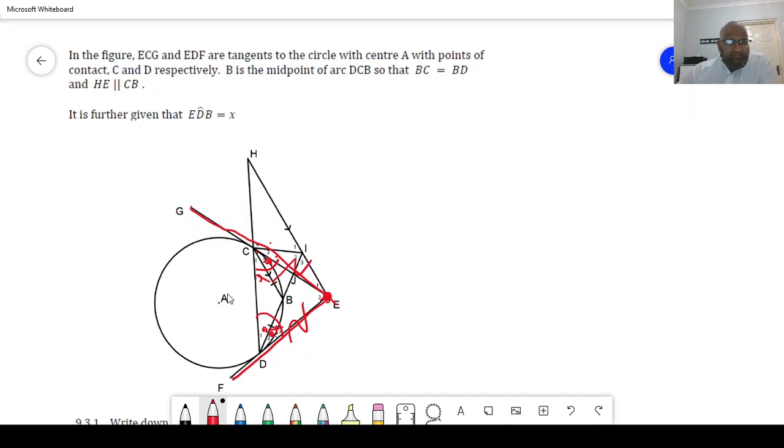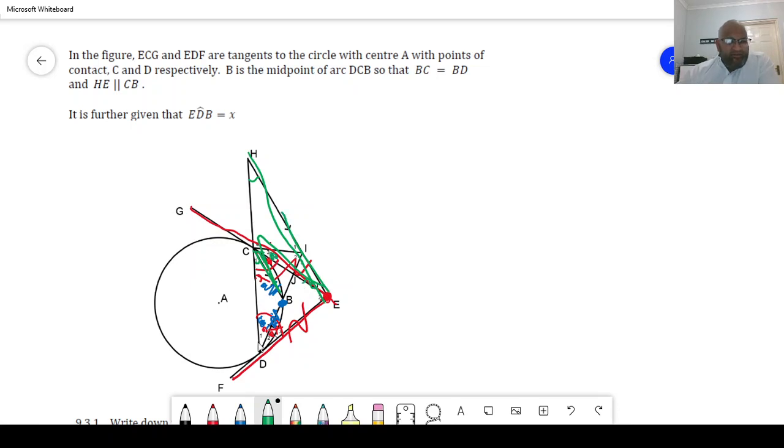Then we are told that B is the midpoint of arc DCB. So if this is the midpoint here, and it's marked already that those lengths are equal there, which now in turn makes that angle be equal to that angle, because angles opposite equal sides. Then we are told that HE, let's go to green here, we are told that HE is parallel to CB, which means to say corresponding angles are equal and alternate angles are equal as well.